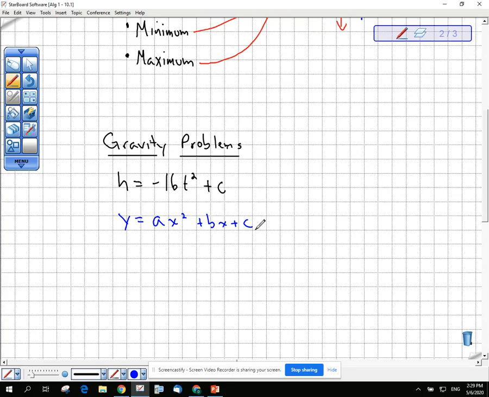Now, the a value is the negative 16. This has to do with gravity. Think about it, you throw something up in the air, eventually it reaches a peak and it comes back down. Why is that? Because gravity is stronger than your initial velocity. You throw something up in the air at a certain speed, gravity eventually takes over as time goes on. That's what's going to happen in this quadratic term.